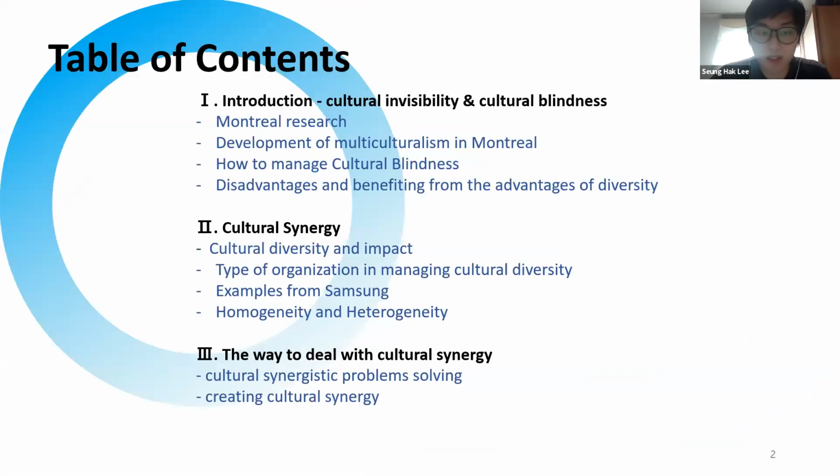This is our table of contents. Firstly, I'm going to talk about the introduction and explain the concepts of some words, which are cultural invisibility and cultural blindness. And Eugene will talk about the culture synergy part. And finally, Haesol will talk about the way to deal with culture synergy.